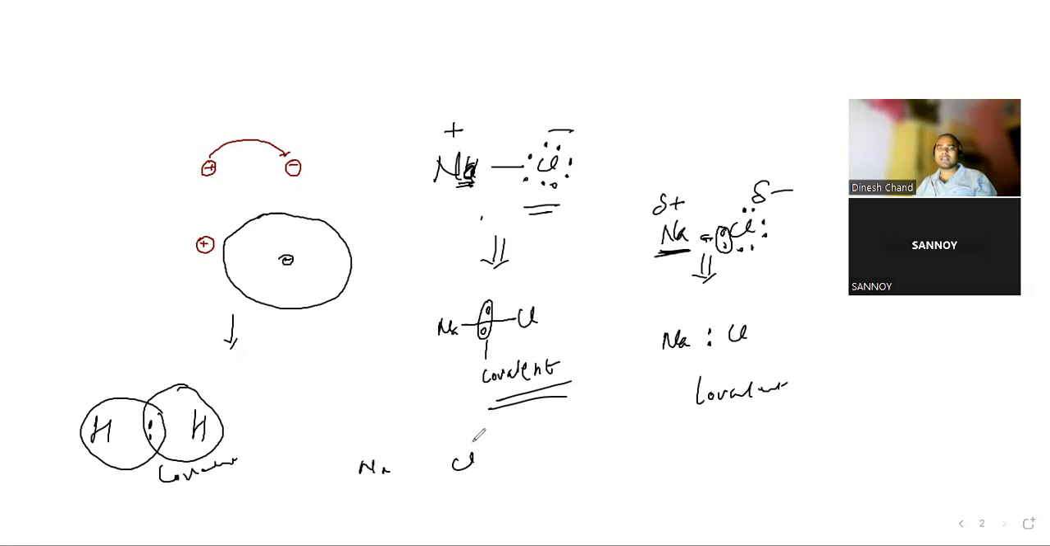If the size of the cation is small, then it will come. Otherwise, the electron will stay near the chlorine. So if all the electrons are near the chlorine, it will be negative and the other will be positive, so it will be ionic. Ionic bond is formed by complete transfer of electron, and covalent is formed by equal sharing of electron.